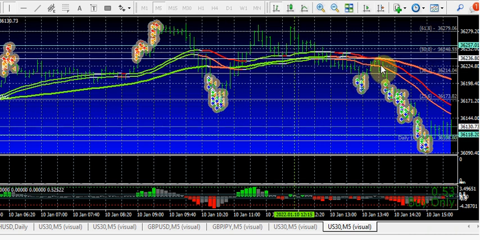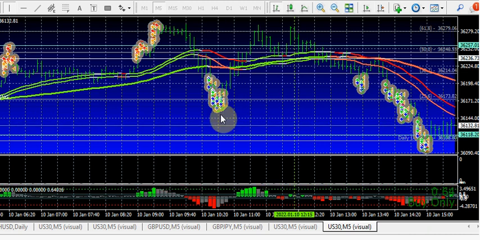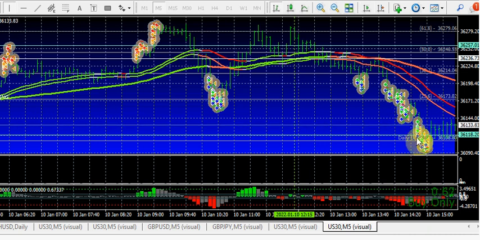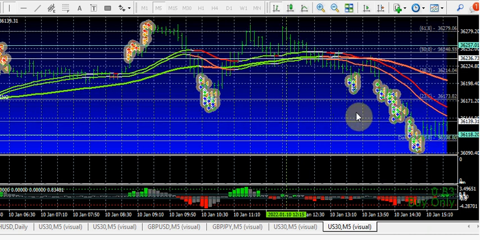So valid entry, and as I said before, it's crashed through that level, and the EA itself has made masses and masses of trades there.